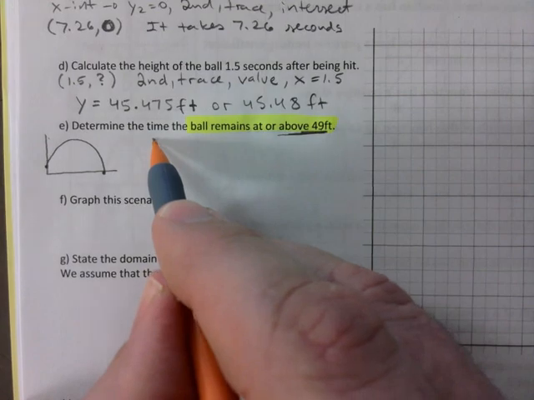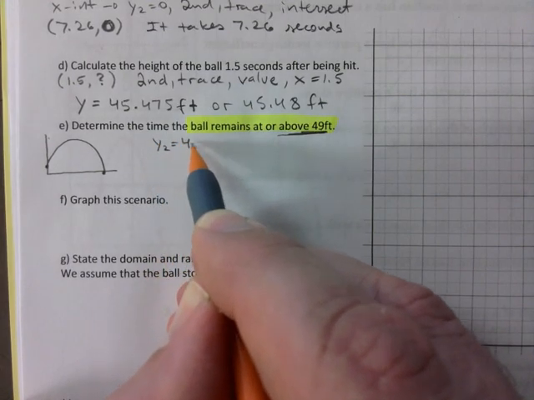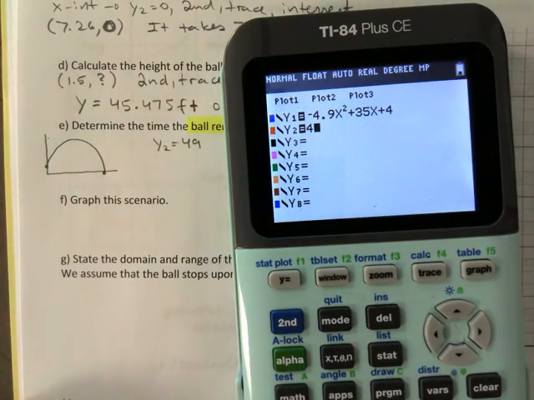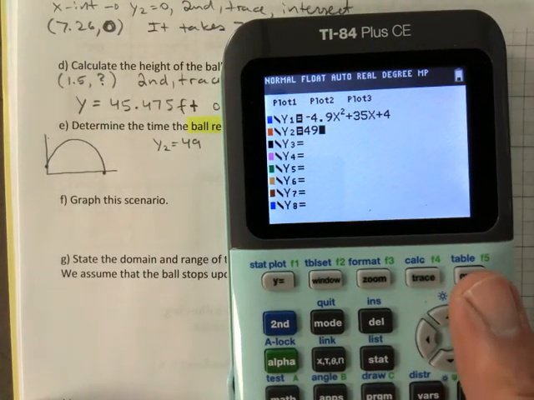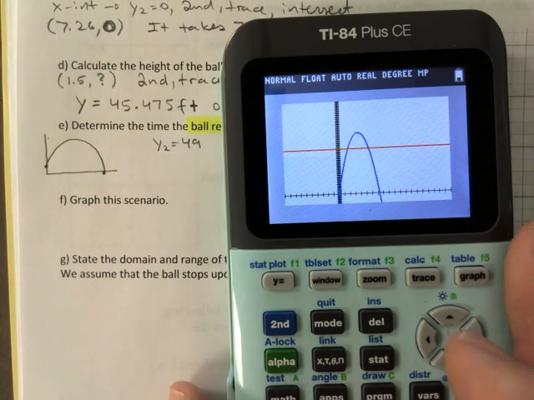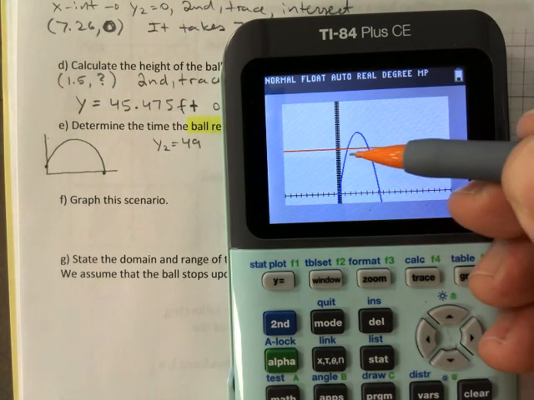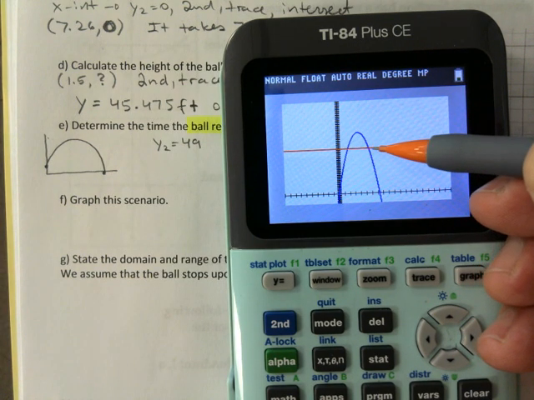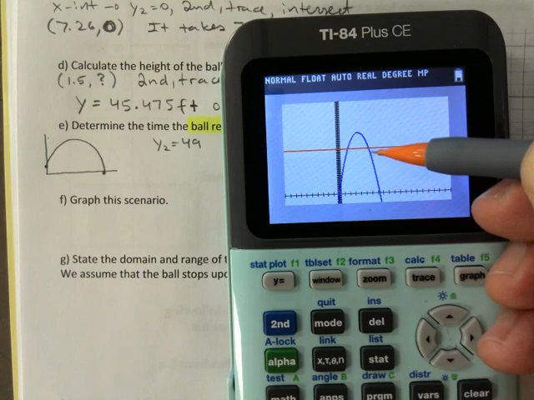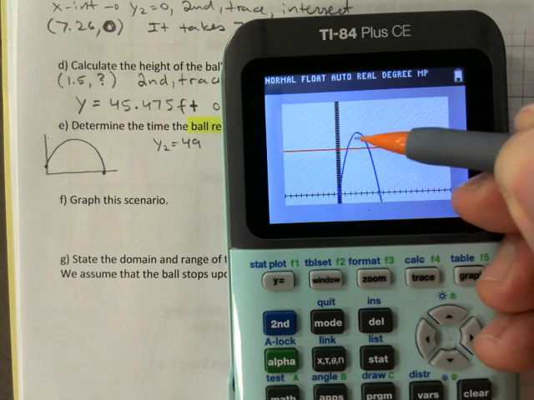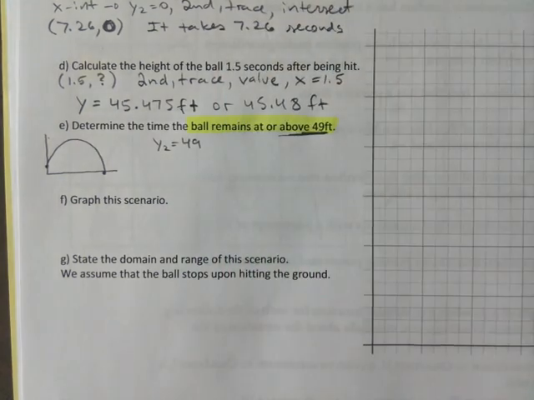So guess what? We let y2 equal to 49. Let's do that all together. That's our reference point now. y2 is equal to 49. Hit graph. And there it is. That's the 49 line. So I'm going to find out what time does it happen first on its way up. And then I'm going to find the time when it comes back down to 49. And I'm going to subtract those two. That's how I know how long it's spent above that, okay?